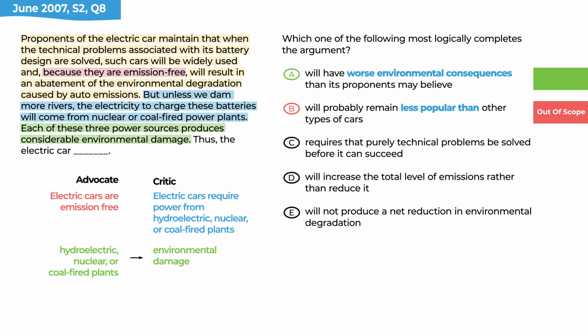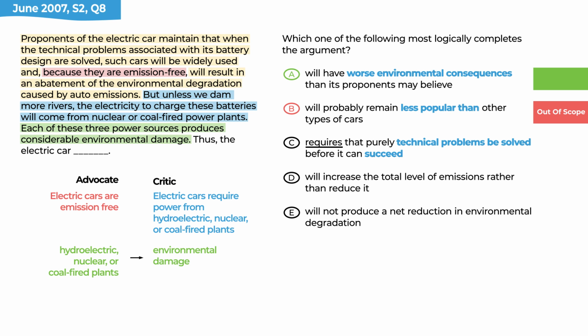If we look into the statements where it discusses technical problems, that idea occurs within the proponents of the electric car's statements. The proponents maintain that when the technical problems associated with its battery design are solved, right, that word "when" is making technical problems a sufficient condition for the use of these cars to result in an abatement of environmental degradation. So that's saying that it's going to be the trigger, not the requirement.